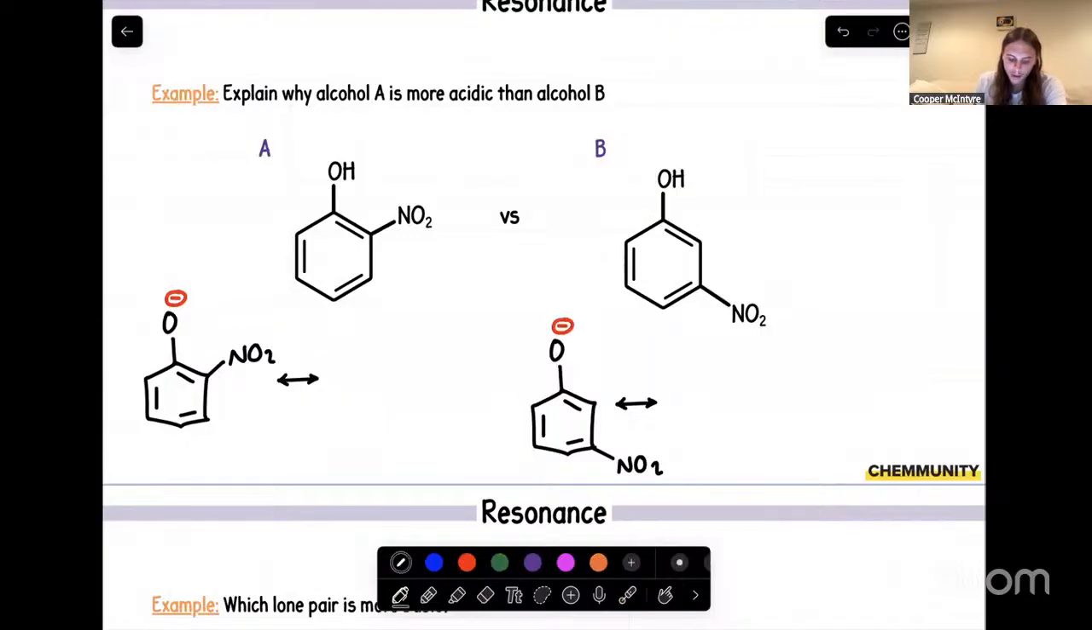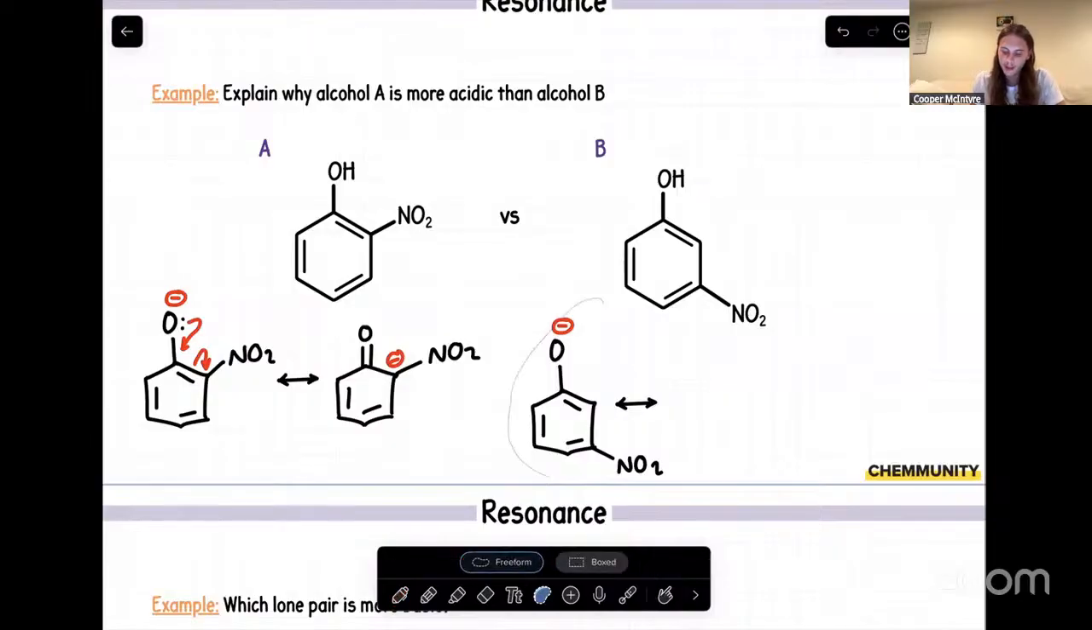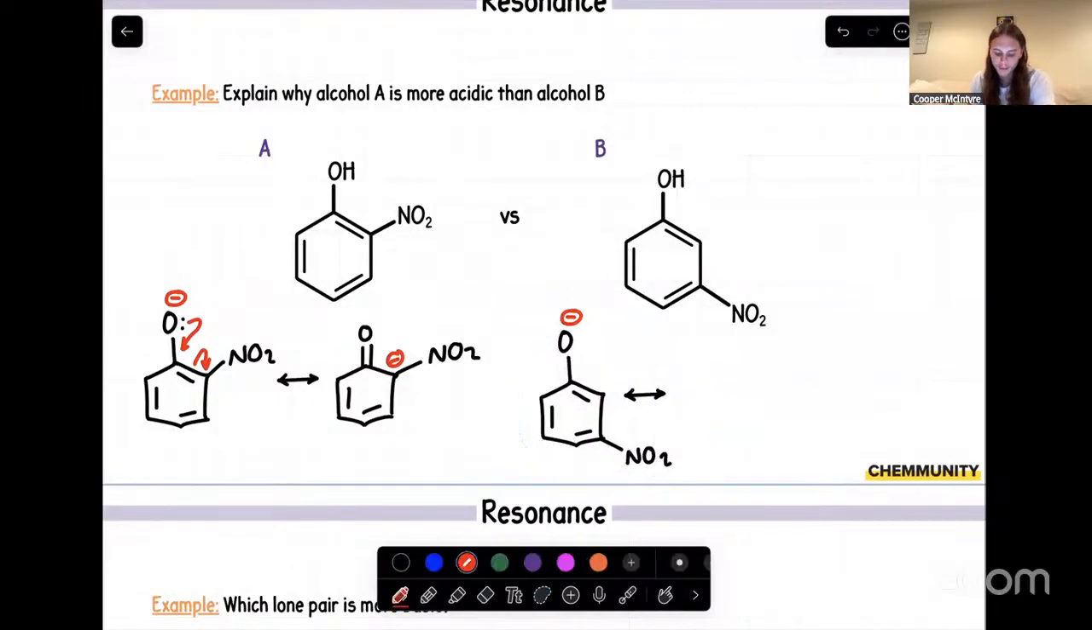So if we were to go through and showcase the resonance forms, a negative charge can drop down, kicking the electrons from this pi bond up onto that carbon. And by doing that, we would get a resonance form that looks like this. And if we remember back to those nitro groups, whenever we have a negative charge next to a nitro group, that has a lot of resonance along with it. So we'll keep that in mind. And then let's go through and look at the resonance with this one.